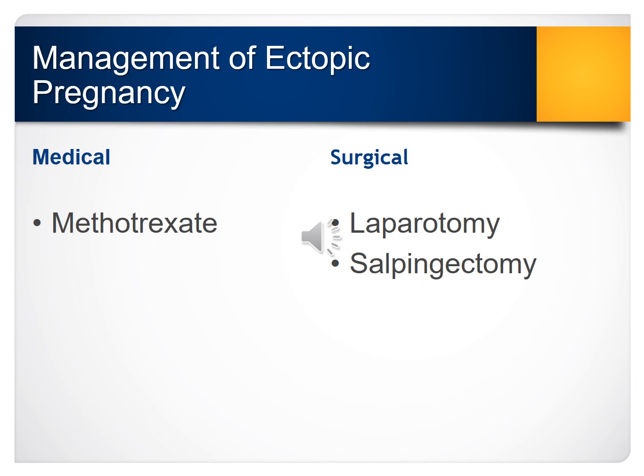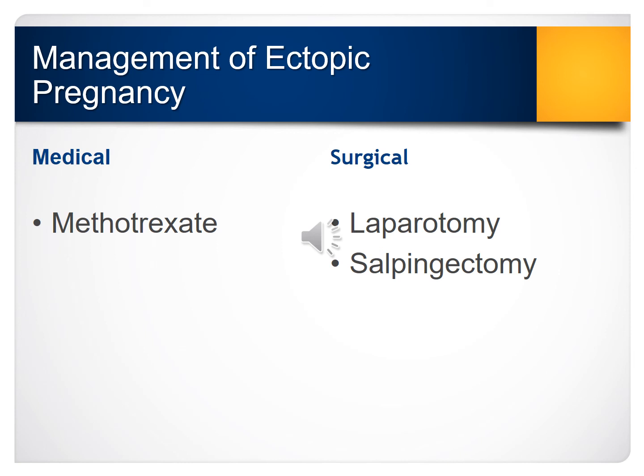So while a woman is taking methotrexate, we do need to monitor for signs and symptoms that the tube has not ruptured. Because if there is rupture, then immediate surgery is needed. So if she's having some vaginal bleeding with some abdominal pain, if she's dizzy or lightheaded, we would want to get an ultrasound and make sure that she hasn't ruptured.